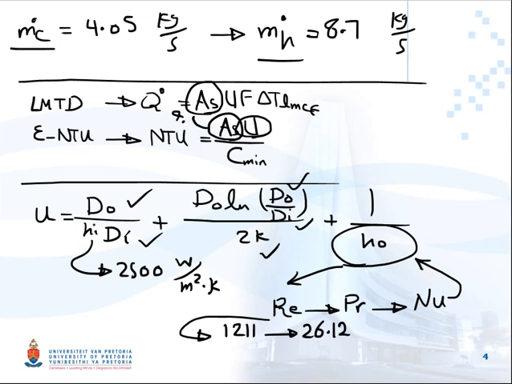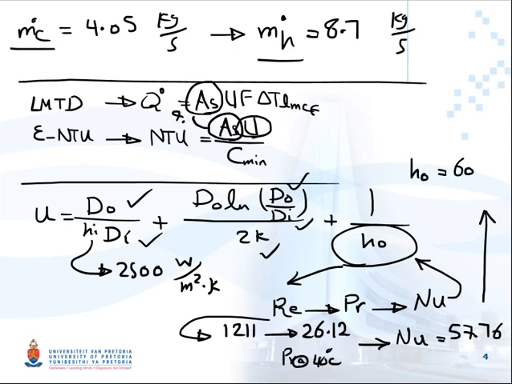But by having all that information, we find a correlation for Nusselt, but we realize that the correlation needs a Prandtl number for saturation temperature at 40. We find that one as well, and by having all those numbers, we calculated Nusselt to be 57.76, and after that we calculated h_o to be 605.3 watts per square meter Kelvin.